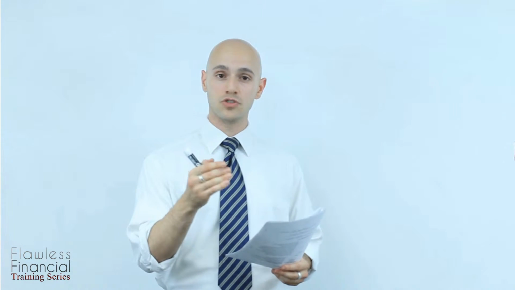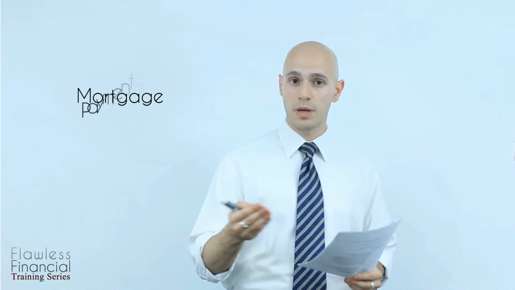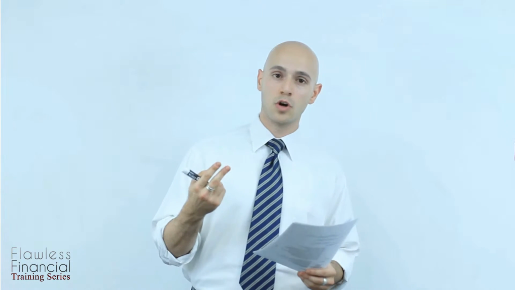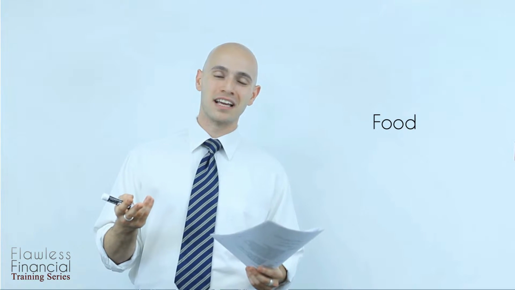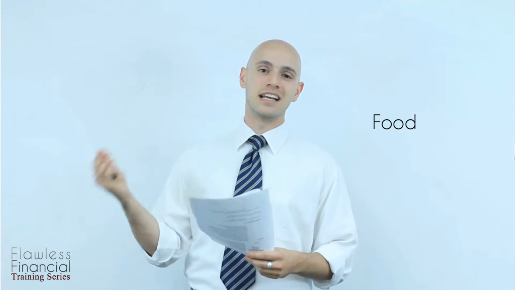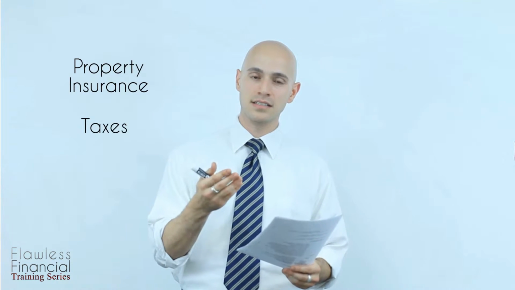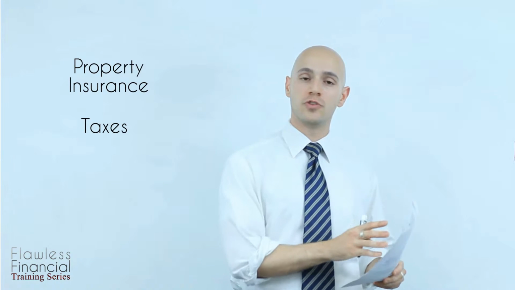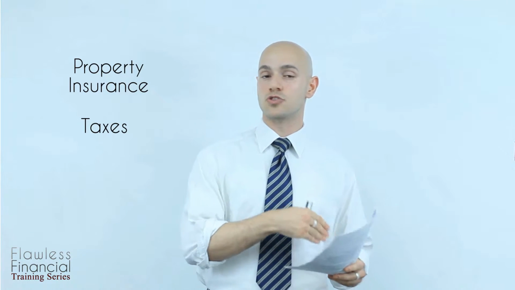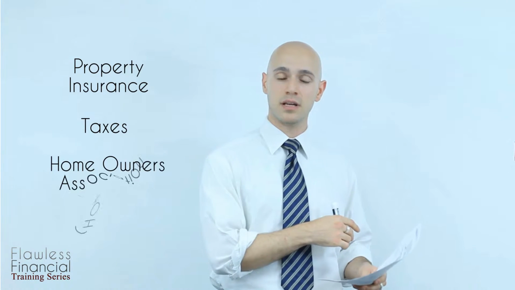It goes like this. If you have a mortgage, the first one would be your mortgage payment or your rent payment. The second one would be how much food you actually end up buying, whether you're eating out or buying groceries. And then property insurance or taxes. If you don't have a mortgage or a property, typically there's rental insurance or maybe HOA fees that people have to pay.